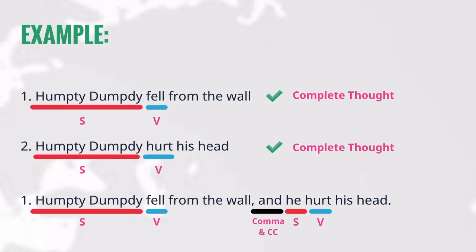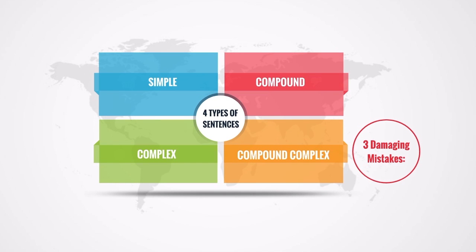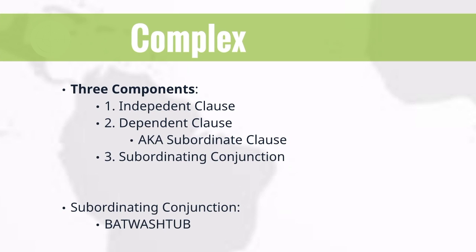Now, let's go ahead and move on to complex sentences. So, a complex sentence has three components as well. It has an independent clause, a dependent clause, otherwise known as a subordinating clause, and they're joined together by a subordinating conjunction. I know this sounds a bit difficult to understand, but it's really simple. Getting a little bit more into it.